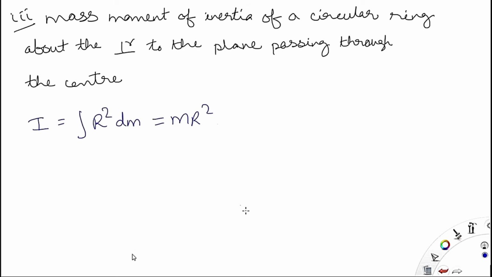Capital R is the mean radius of the circular ring. Mean means (R0 plus Ri) by 2, that is, outside radius plus inside radius by 2.